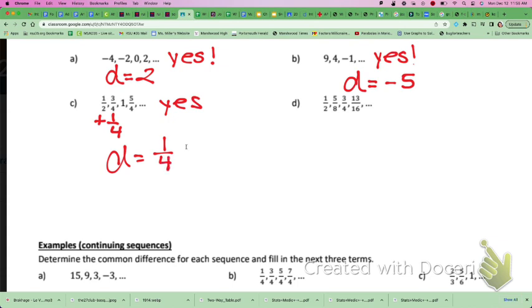And then for D, what are we adding each time there? Well, 1/2 is the same as 4/8. So we're adding 1/8 each time. Well, I don't know if that's true though. Well, 5/8 plus 1/8 would be 6/8, which reduces to 3/4. 6/8 plus 1/8, that'd be 7/8. So yeah.